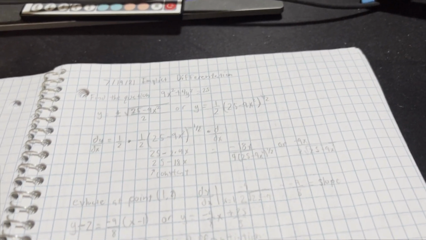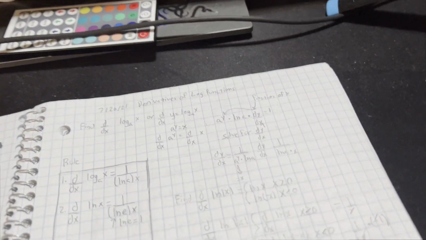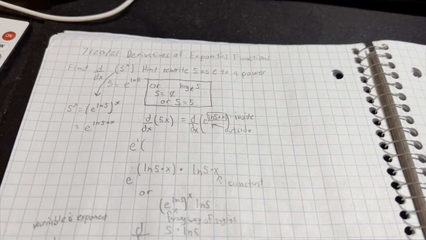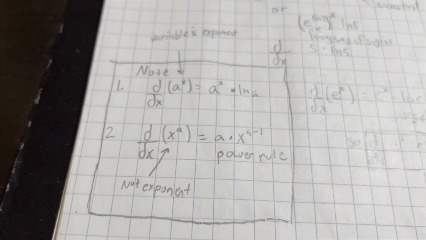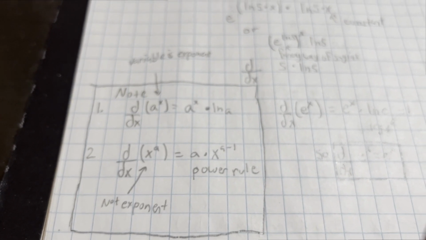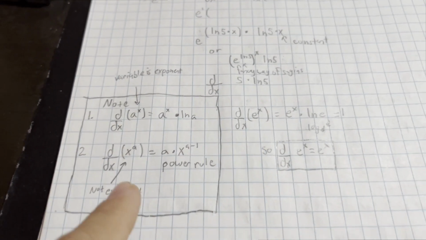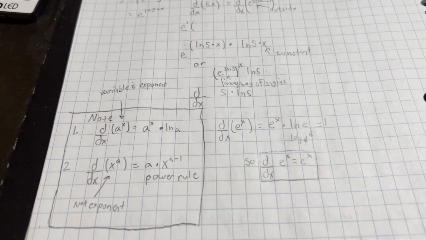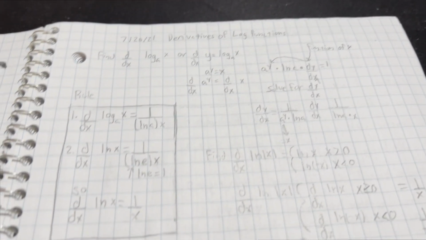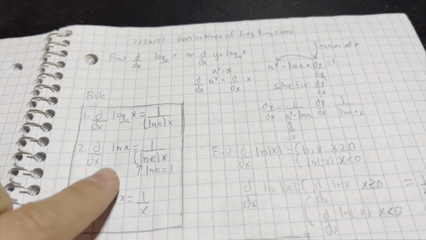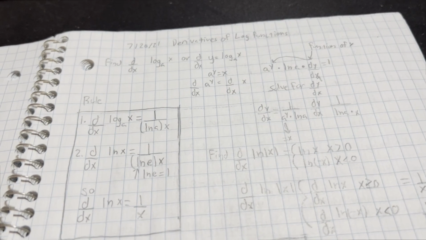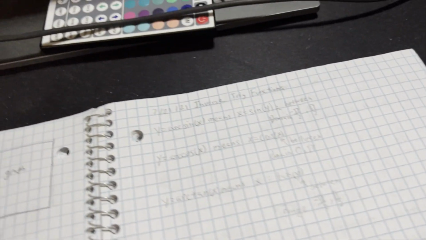What is this? Implicit differentiation? Don't remember that. Derivatives of exponential functions. So it's right here. The derivative of a to the x equals a to the x times natural log of a. And then the derivative of x to the a equals a times x to the a minus 1, just the power rule. Derivative of the log function. Did I just write that? No, I didn't. So log base a of x, okay. It's all right here. I need a review.